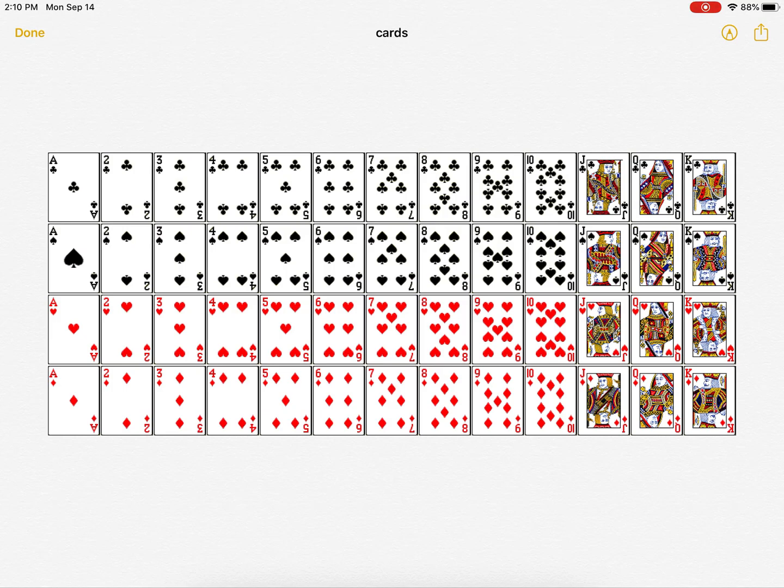You have an ace. There is no 1. Then you have 2, 3, 4, 5, 6, 7, 8, 9, 10. And then you have what are called your face cards: the jack, the queen, and the king. Turns out there are a total of 52 cards in a standard deck, and there are 13 cards for each suit. So 13 clubs, 13 spades, 13 hearts, and 13 diamonds.